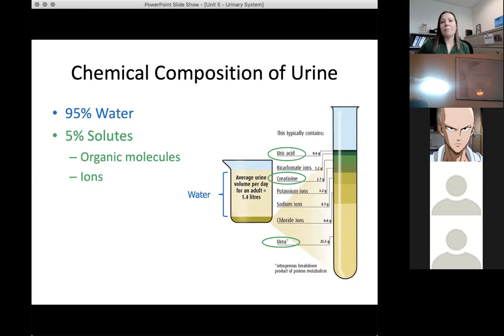Okay, looking at the chemical composition of urine, you guys can see the breakdown here on the PowerPoint slide. It's about 95% water. The other 5% are solutes, which are mostly ions, but also could be various organic molecules. Like, I gave you the 3 main examples here. Urea, remember that's a byproduct of amino acid breakdown.